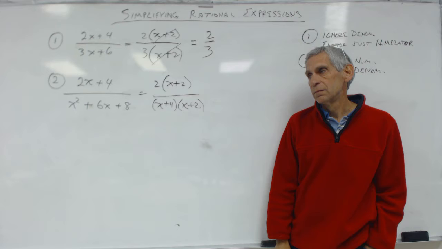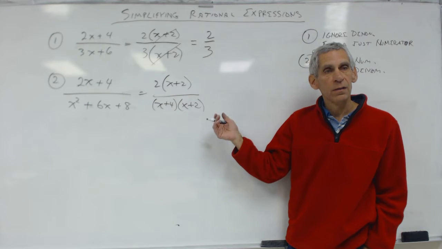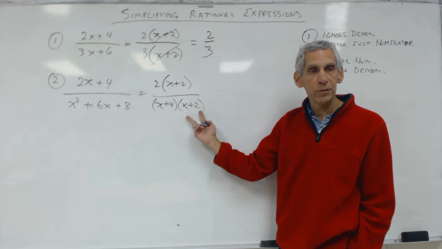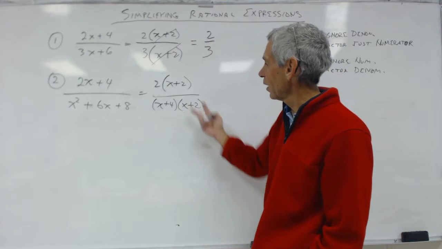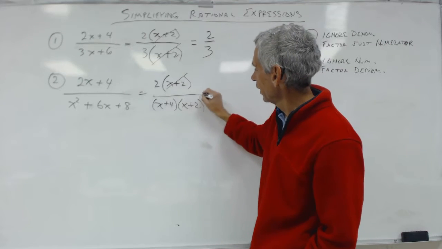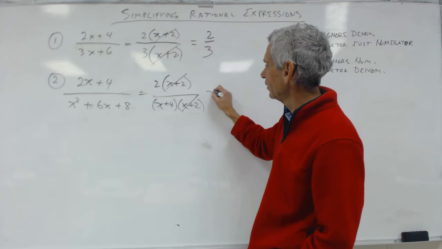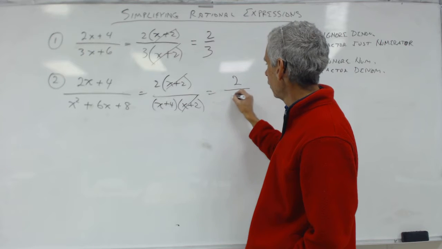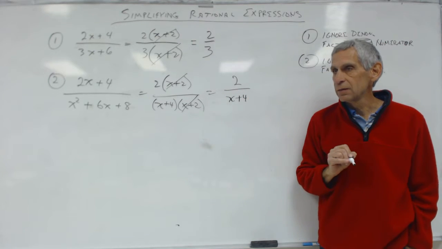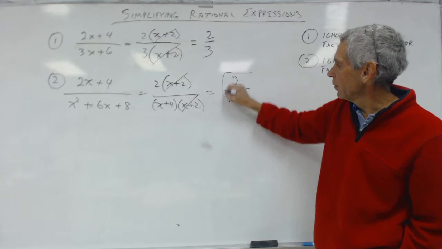And what can I do now? This is the last part. There are 2 blobs, the x plus 2 blob and the x plus 2 blob. I don't need them, right? They can cross out because x plus 2 over x plus 2 is 1, right? So those cross out, and my final answer is 2 over x plus 4. Okay, does that make sense? Yeah. So that would be my answer.